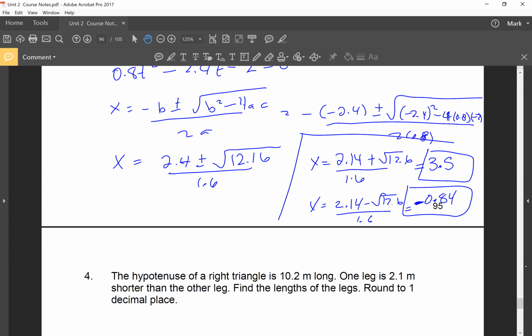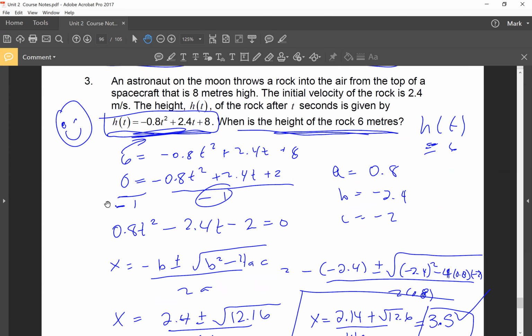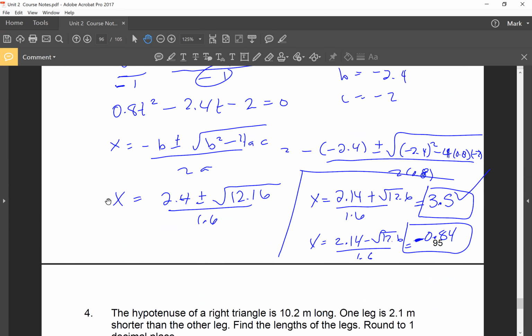Now, Fatima asked this question earlier. I'm getting two answers, one is positive, one is negative. Which is the answer? The answer is 3.5. That's because we're looking for the time, and there's no such thing as a negative time. So if you did this on a test, I would take both answers, but the proper answer here, if this was like a physics problem, would be 3.5 seconds because it's positive.